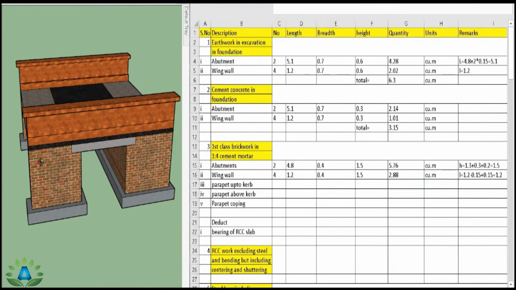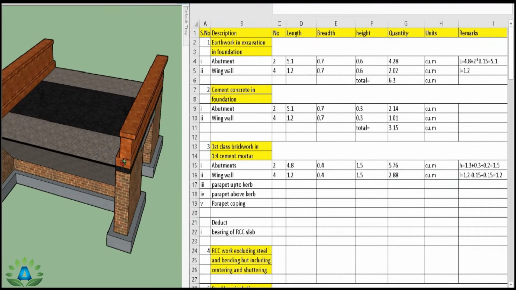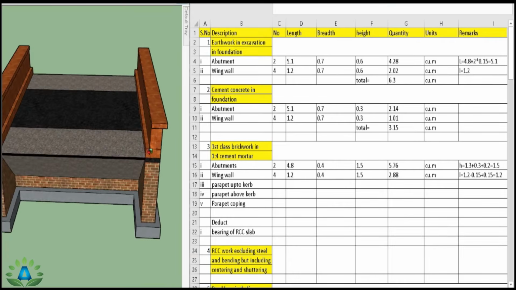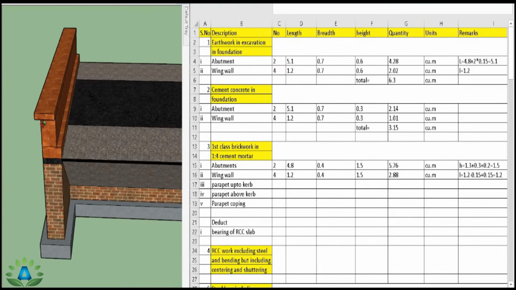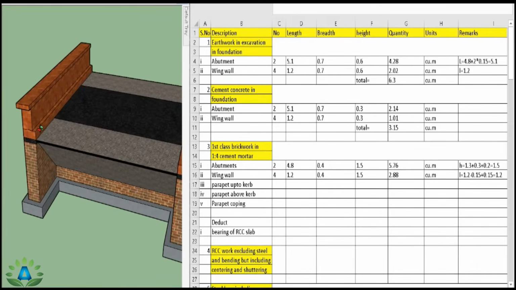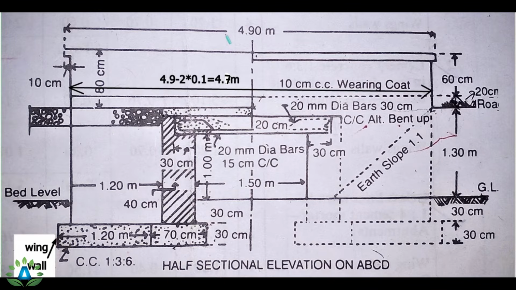Now we can see here that we have this parapet portions and these are also considered as the brickworks. Here also we have this brickwork portions, so we have to find the length of this brickworks. Here we have this length 4.9 meter from our half sectional elevation on ABCD, and this is our 10 centimeter coping from this side and here also 10 centimeter coping, but the actual length that we require is from this side up to this side because here is our parapet portion.